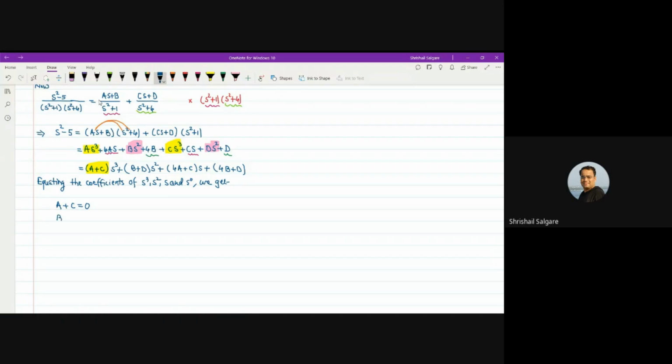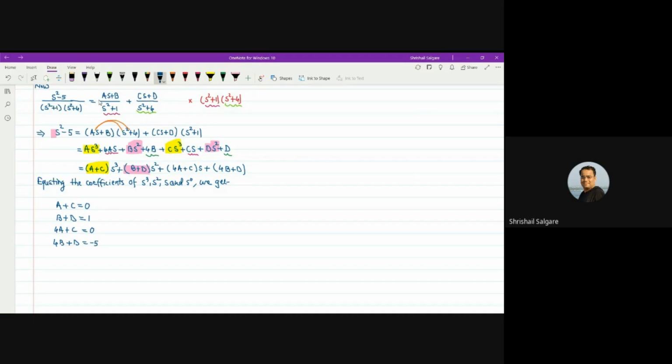Now B plus D, that is the coefficient of s square. 1, sir. Very good. Because you have A plus B and this one, s square is 1. Next, 4A plus C equal to 0. Very good. And the last one, the constant term: 4B plus D equal to minus 5. Is it right?